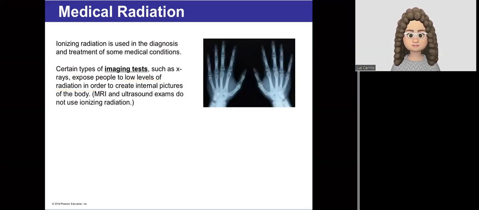And in the case of X-rays, as you can see in the image on the right side, that is a type of ionizing radiation that is utilized in order to look at pictures of the bones inside of the body. Understand that other types of imaging tests like MRI or ultrasound exams do not utilize ionizing radiation. That is a much different technique.